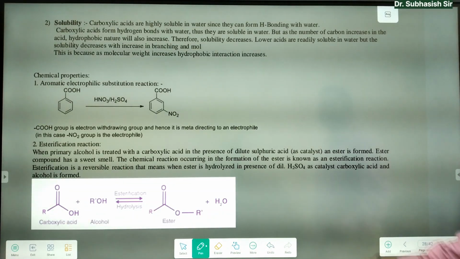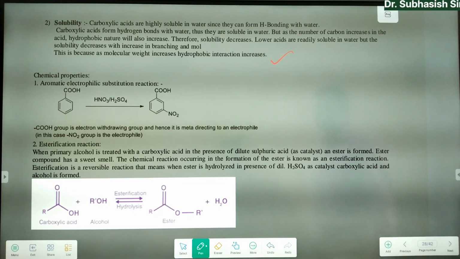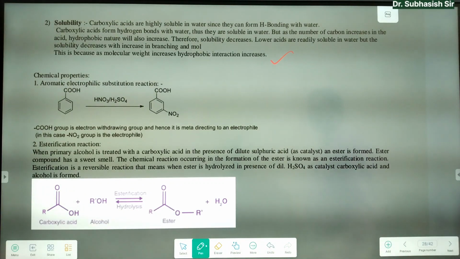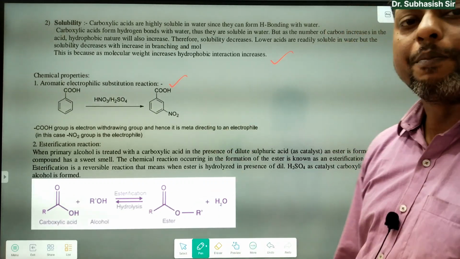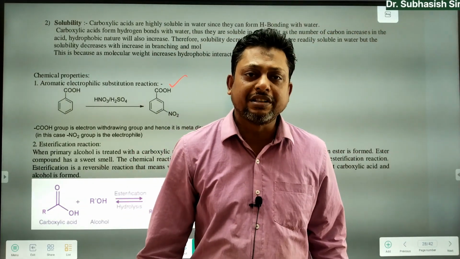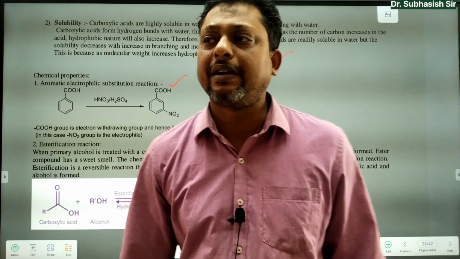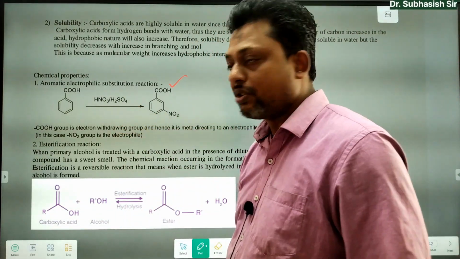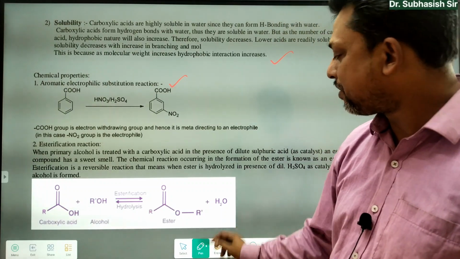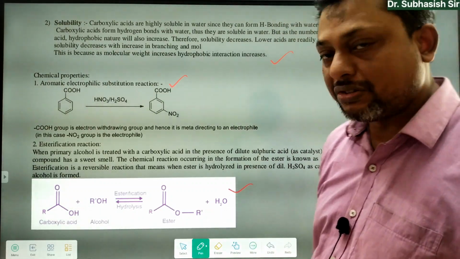So next is what I already discussed with you, solubility. Next is a very important concept: what chemical properties and chemical reactions will be shown by carboxylic acid. Carboxylic acids can show some important reactions, like the esterification reaction.